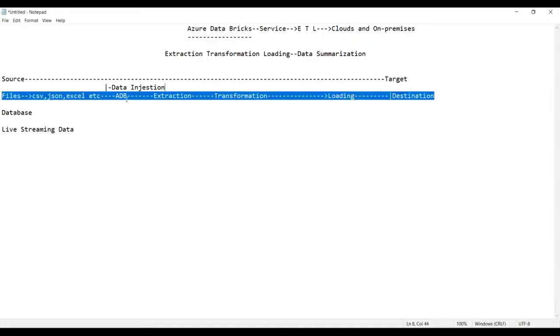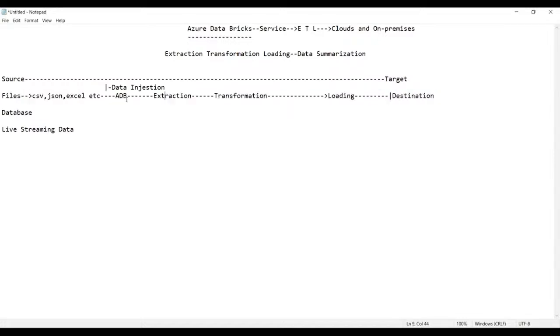So this is how we can make it out. Or in the same process, even if the data is to be accessed from a database, we use this ADB, that is Azure Databricks, and we pull in the data. Again the same process: E, then T, which stands for transformation. Finally we put the data into loading.